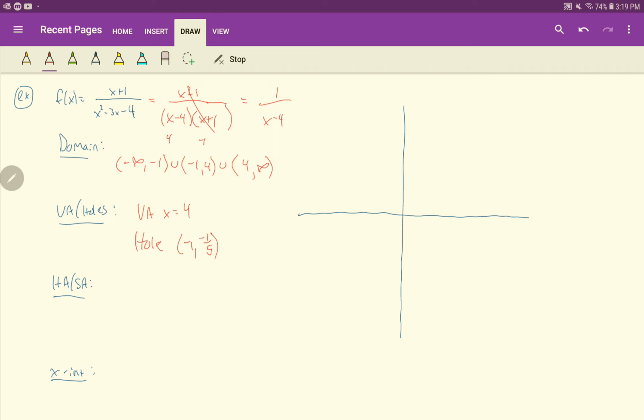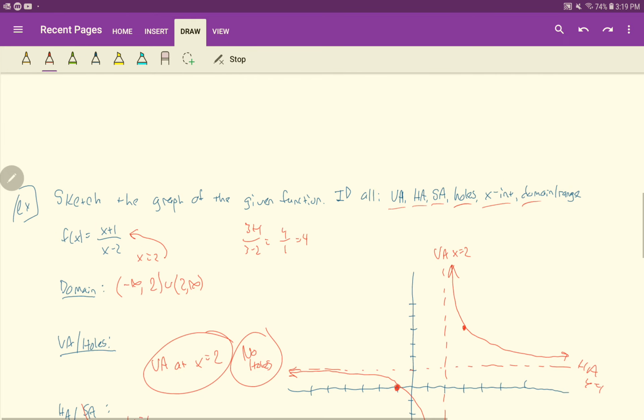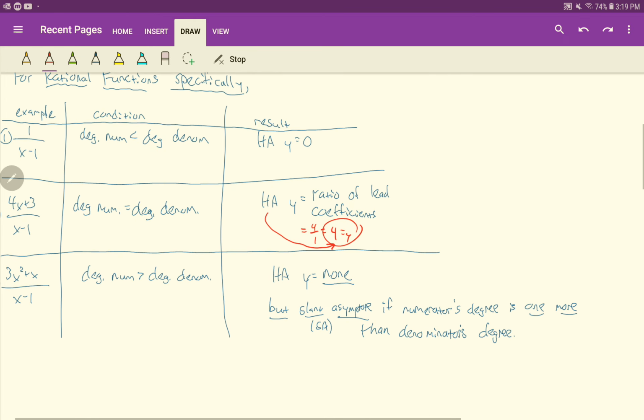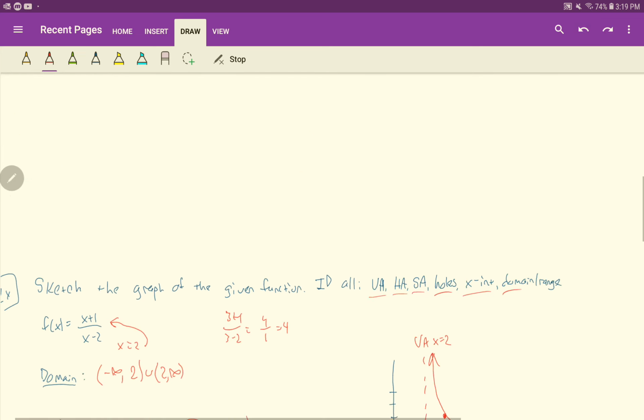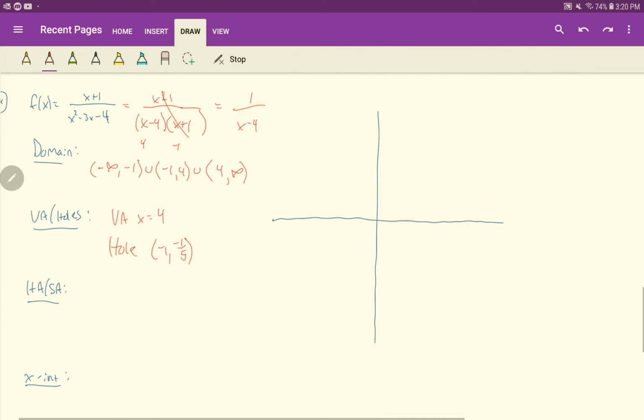Okay. Horizontal slant asymptote. So the degree in the numerator is a 1. The degree in the denominator is a 2. So the numerator's degree is smaller than the denominator's degree. So if we go up to here, numerator degree smaller than the denominator degree, that means we have a horizontal asymptote at 0. Okay, so we'll draw in that horizontal asymptote here at 0, which is just the x-axis.